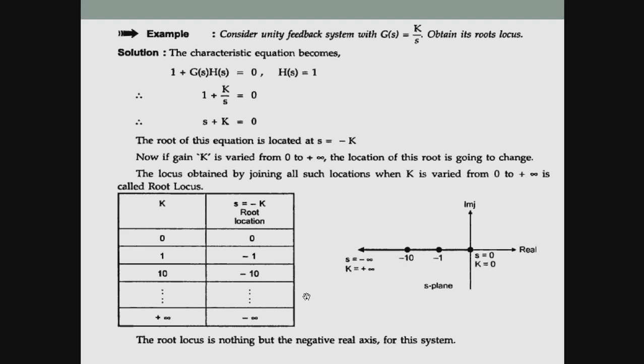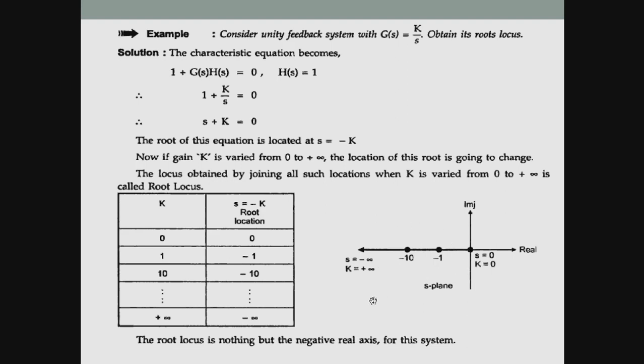This whole thing is nothing but your root locus. But we have to understand why we generally take it only from 0 to plus infinity: because of these sorts of equations, whatever values we get will generally be in terms of negative. So what happens is the stability can be measured here.